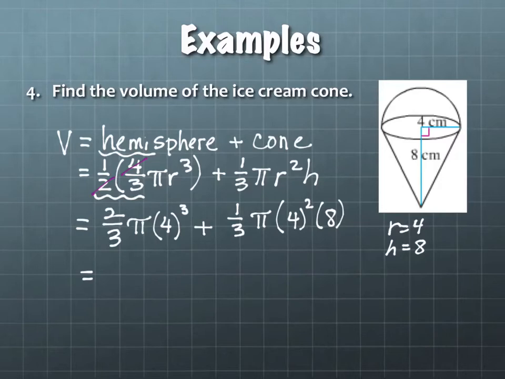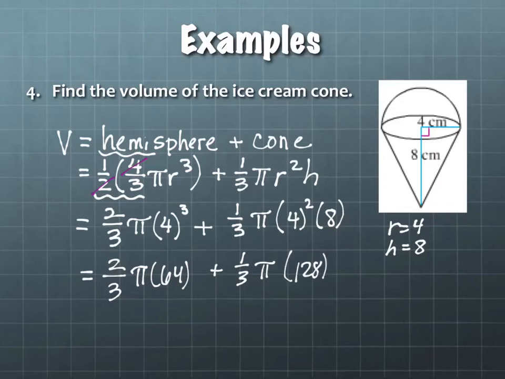Okay, excellent. So do you guys know what 4 cubed is? It is 64, yep. And then over here I have 1/3. 4 squared is 16, and then 16 times 8 is 128. So 64 times 2 is actually also 128. So 128 pi over 3, oddly enough, plus another 128 pi over 3. That will not always happen. That was just sort of a lucky chance kind of thing here that worked out.